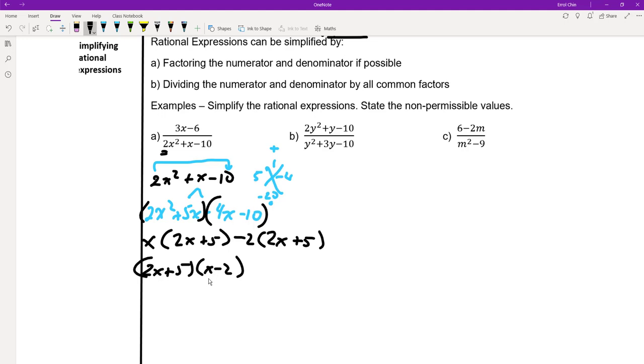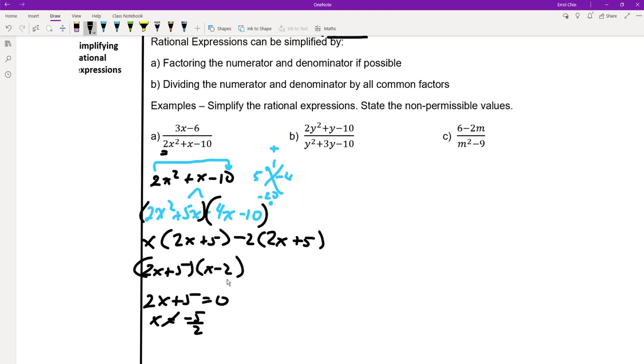Now we have two factors, and we set each individual factor equal to 0. So it's 2x plus 5. We set it equal to 0, and we do a little bit of algebra. We move the 5 over, and then we divide by 2. X is going to equal negative 5 over 2. But if we allowed it to equal negative 5 over 2, it would set the denominator equal to 0, and we can't allow that. So the very first non-permissible value is x can't equal negative 5 over 2.